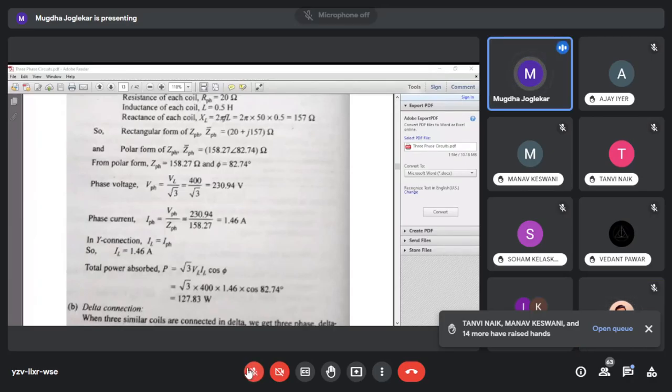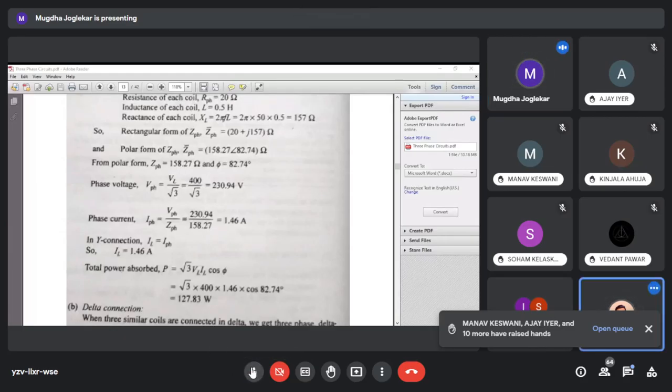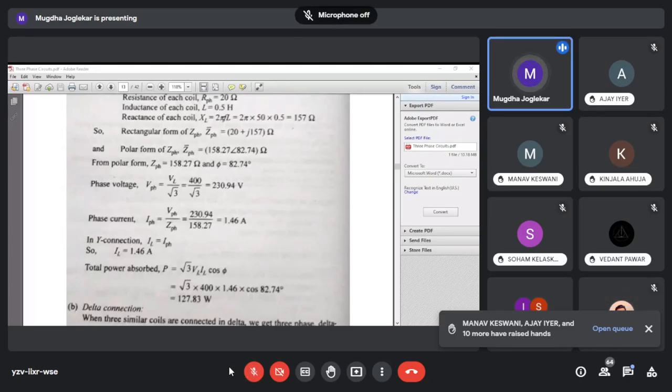What is the relationship between VL and VPH? Actually, what is the equation of power? Power equation is VI cos phi, right? And whenever three phases are there, we consider 3 into VPH, IPH cos phi, because of three phases. And then the equation is VL is equal to root 3 VPH. That's why 3 divided by root 3 will be root 3 VL I cos phi.